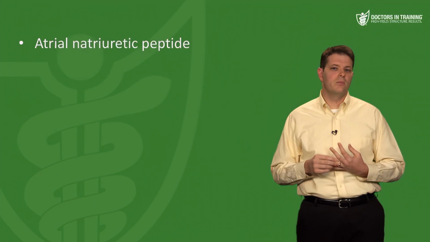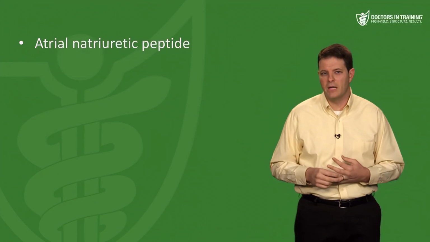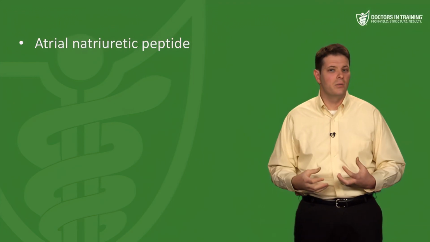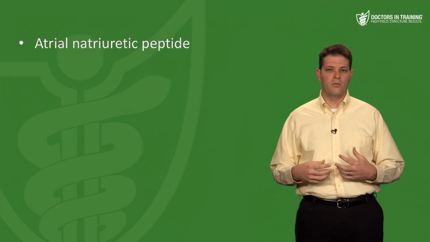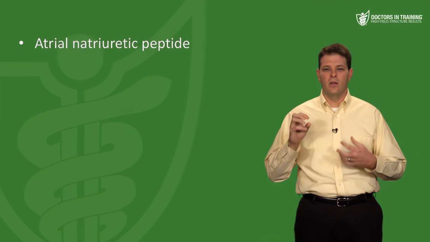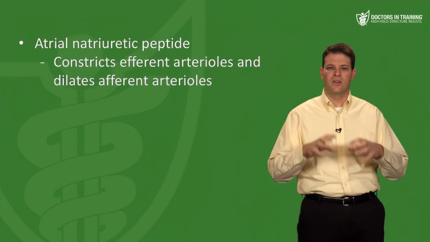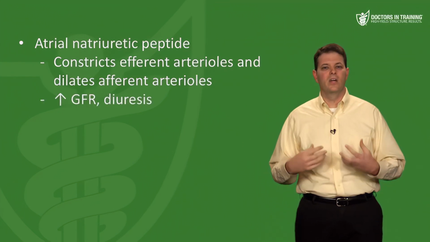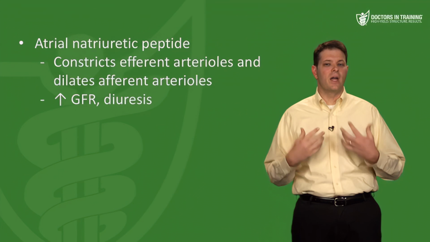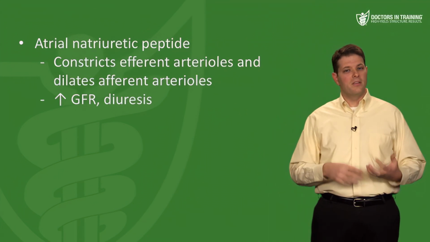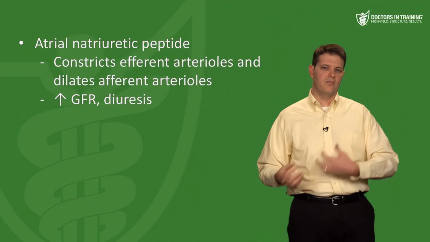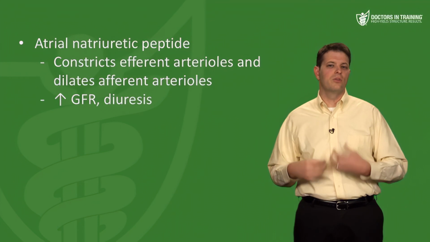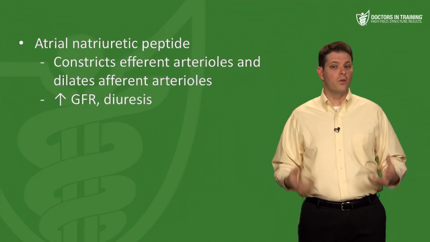Another hormone we've mentioned before is atrial natriuretic peptide, which is released by the atria of the heart in response to increased atrial volume and increased atrial pressure. So if the heart perceives that the atrial pressure is too high, it can send a hormone signal to the glomerulus to constrict the efferent arterioles and dilate the afferent arterioles. And that's going to increase GFR, and that's going to lead to diuresis. So ANP does the opposite of aldosterone. Instead of retaining fluid and expanding the intravascular volume and raising the blood pressure, ANP causes diuresis and helps to reduce the blood pressure a little bit when the atria become overfull.